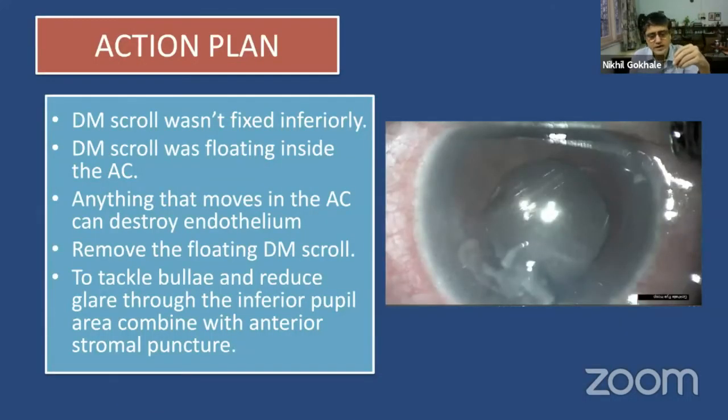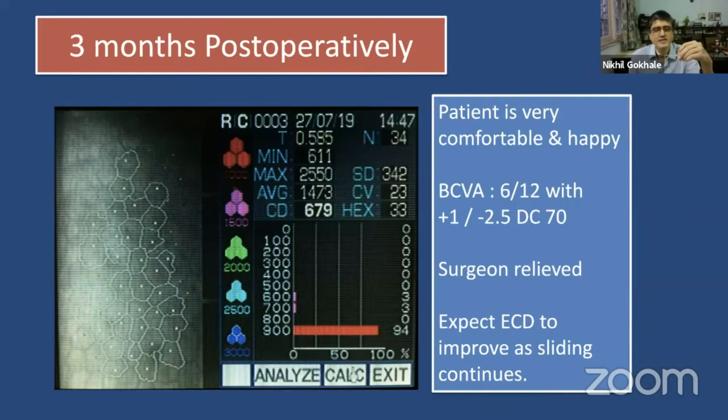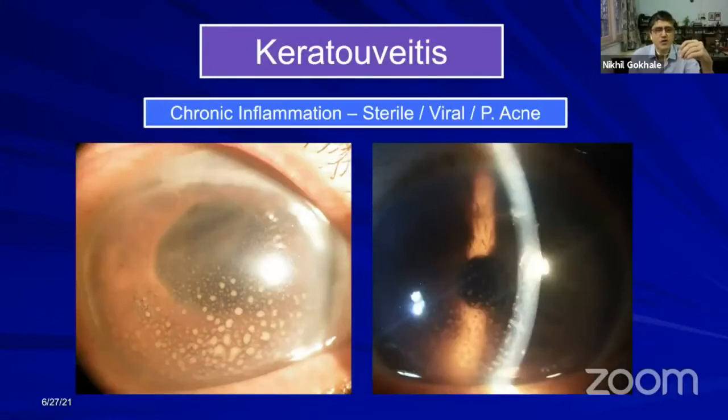So I had to take him into the operation theater and remove the Descemet scroll. I did a little bit of anterior stromal puncture. And this is how he looked 3 months after surgery. His cornea has recovered and he's extremely happy. And as I mentioned, always consider a P. acne endophthalmitis when you have something which looks a little unusual.